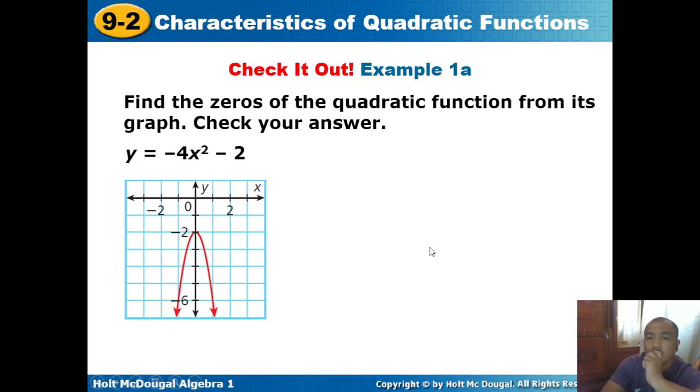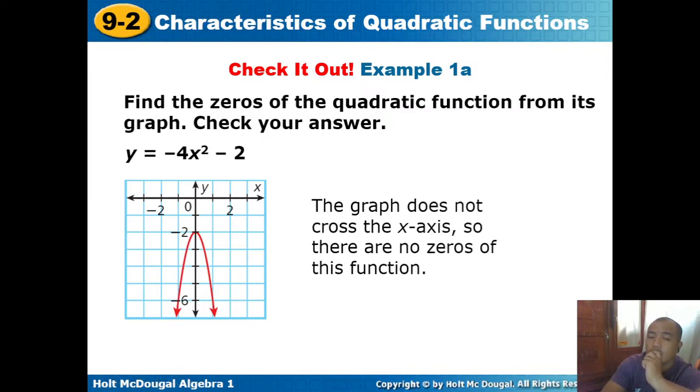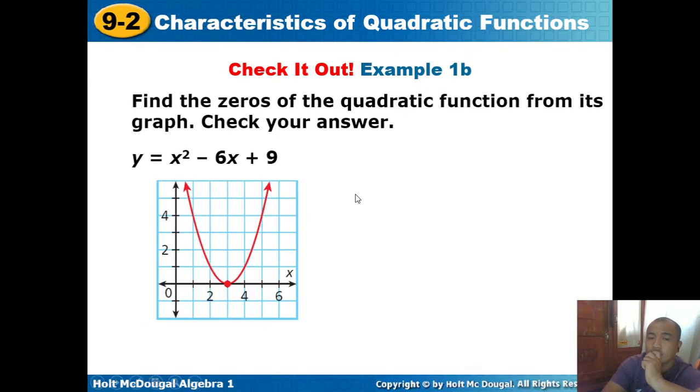Next, find the zeros of the quadratic function from its graph. Check your answer. y equals negative 4x squared minus 2. Again, it opens downward. Okay, find the zeros. The answer is the graph does not cross the x-axis, so there are no zeros of this function. There are no zeros because it does not touch the x-axis.